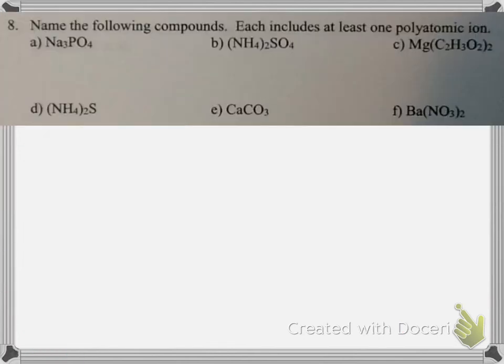Number 8. Name the following compounds. Each includes at least 1 polyatomic ion. We're still going to combine the name of our cation and our anion, dropping the word ion. So sodium is sodium ion. PO4 on our first page is phosphate. So the name of this compound is sodium phosphate.